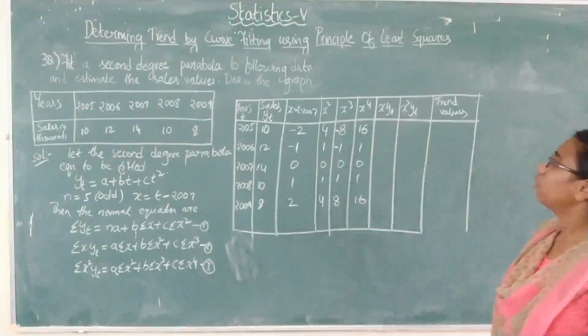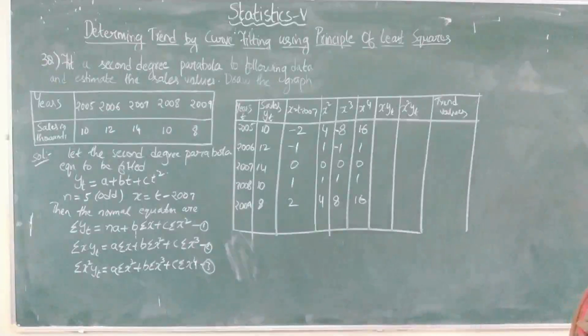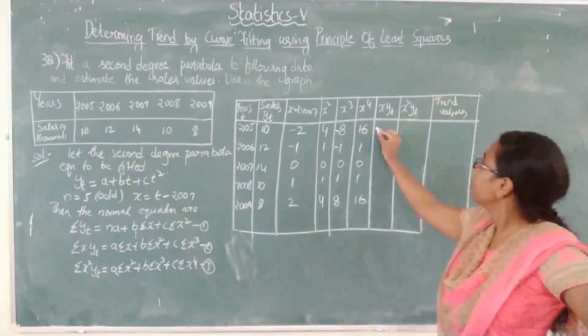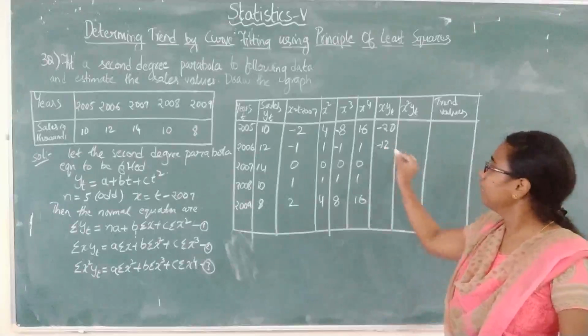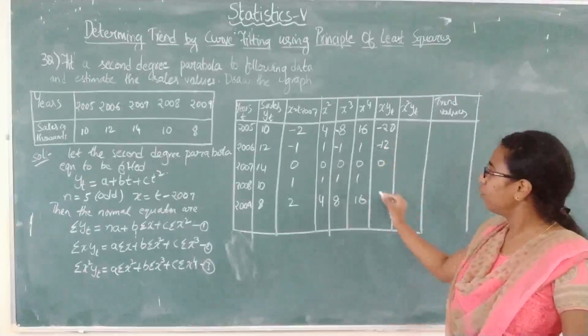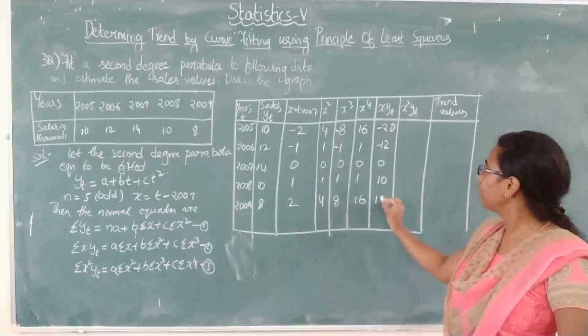Next find out x into yt. What is the first x value? Minus 2 into 10 is minus 20. Minus 1 into 12 is minus 12. 0 into 14 is 0. 1 into 10 is 10. 2 into 8 is 16.